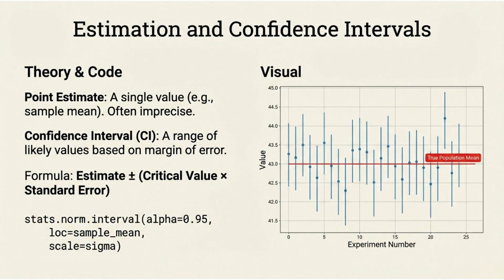A point estimate gives a single value such as the sample mean. However, one value is often not reliable. A confidence interval gives a range of likely values for the population parameter. It is calculated using the estimate, critical value and standard error. The visual shows multiple confidence intervals from repeated samples. Most intervals capture the true population mean. This helps us understand uncertainty in estimation.